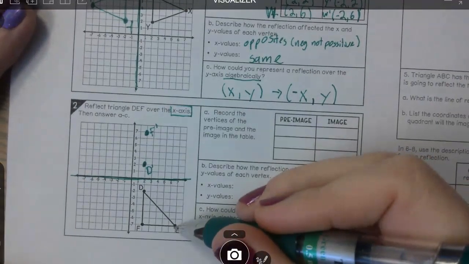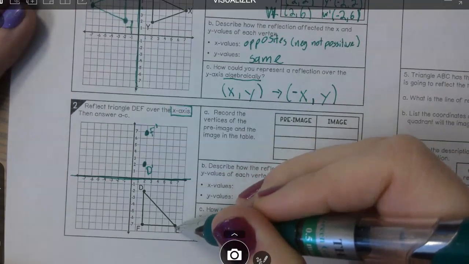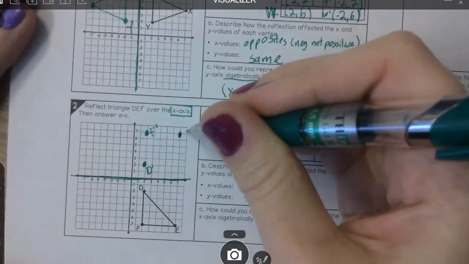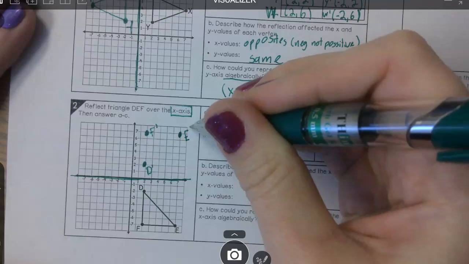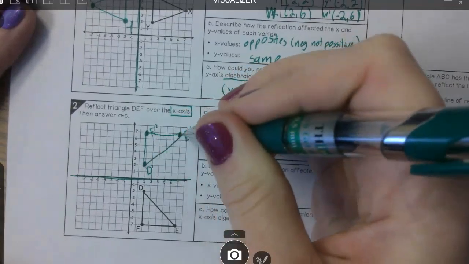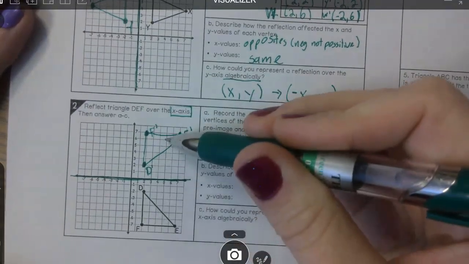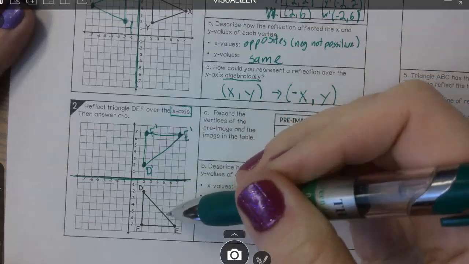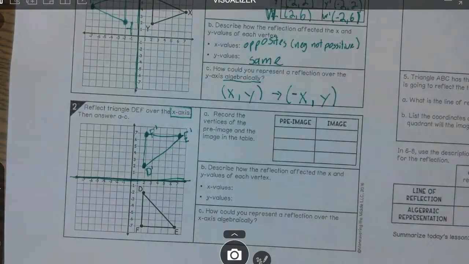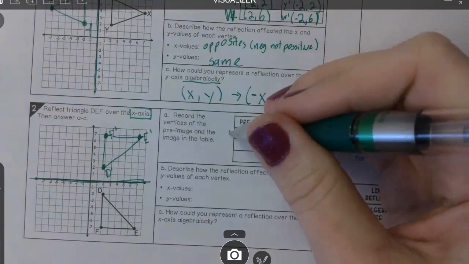E is also 7 spaces away from that mirror, so it should be 7 spaces away from the mirror on this side. There is E prime. So here's my triangle. It has been reflected like a mirror onto the other side of the reflection line, which was the x-axis. Let's go ahead and record the points in our table. So we have triangle DEF.